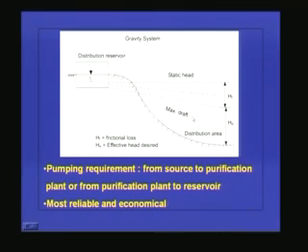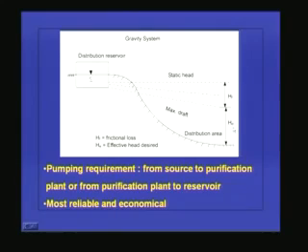Now, what are the problems and what are the advantages of a gravity system? First of all, there may be some pumping required even in a gravity system, particularly if the source is at a lower level. You may have to pump water from the source to the treatment plant, or if the treatment plant is also close to the source, from the treatment plant to the distribution reservoir. Now, this kind of a system is very reliable and it is very economical, because there is no operating cost here. There are no pumps and we are not expending any energy, and water flows only by gravity from the distribution reservoir to the distribution area.